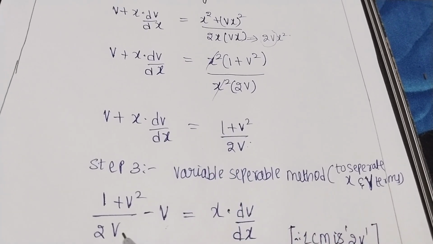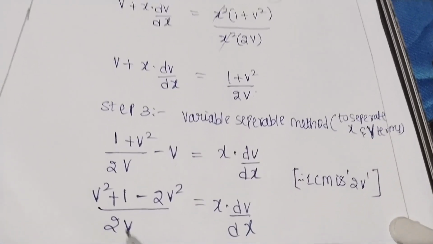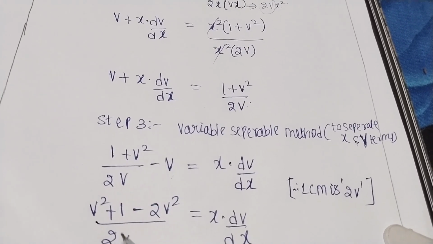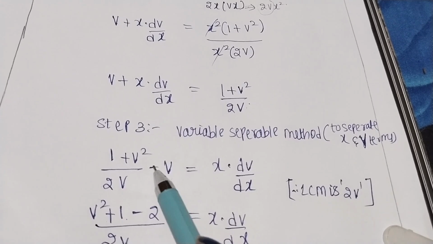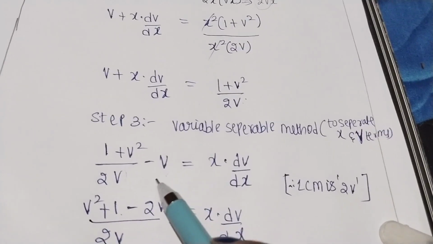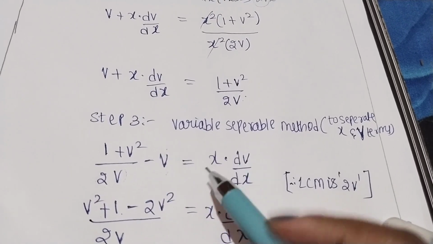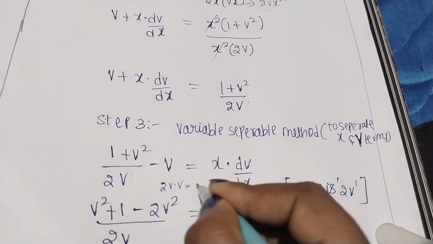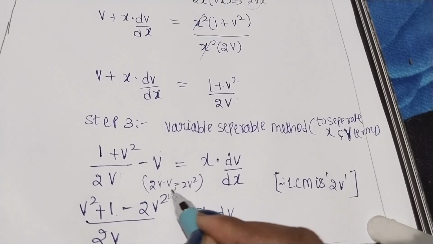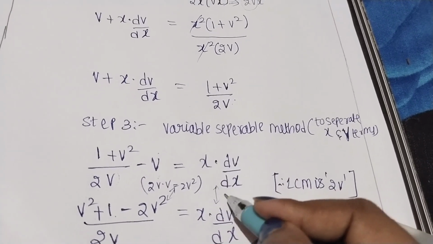Then the next step is to take the LCM here. The LCM of this term is 2v. So I have taken 2v as the LCM. After taking it, this term remains the same, 1 plus v square. So here after the minus I will multiply this with this. That leads to 2v square. 2v into v is nothing but 2v square, right? 2v square. So this term I have got through this. So this term remains the same here.